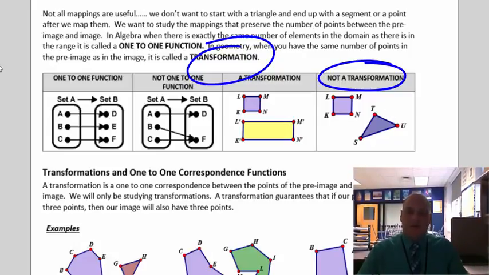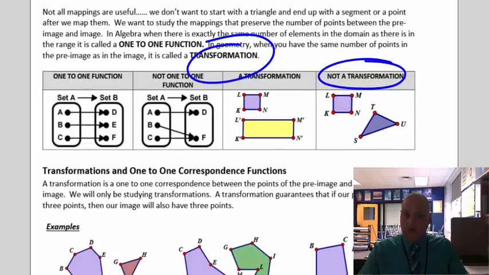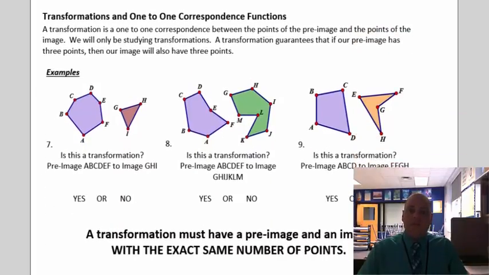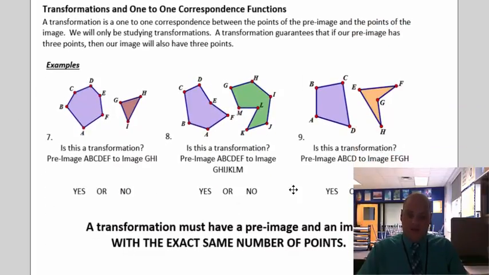We're trying to make the connection between transformations and one-to-one functions now. Okay? So, answer these here. Is it a transformation or is it not a transformation? So pause the video based on what we just talked about. If it's a one-to-one correspondence, it is a transformation. If it's not one-to-one, then it's not a transformation. So pause the video, see if you can get those, then come back.